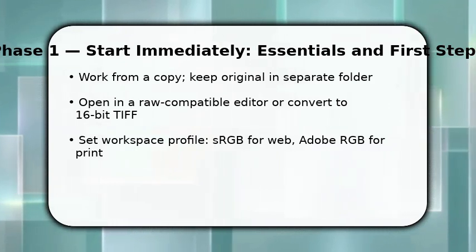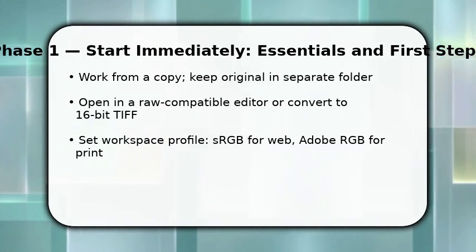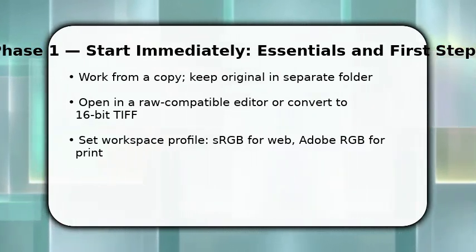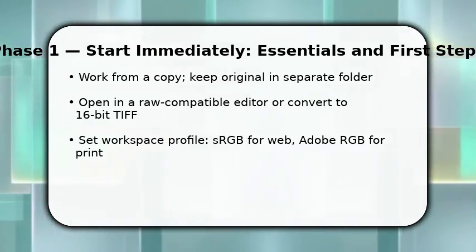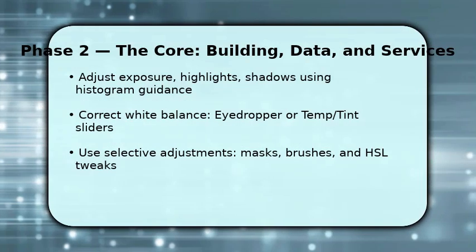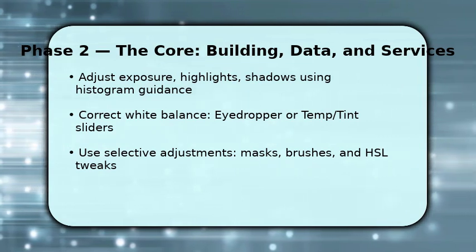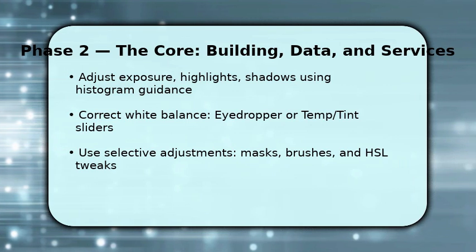Then inspect histogram and EXIF to understand exposure and lens data. That helps you choose denoise, crop, or lens correction steps that follow. Now you tackle exposure and color because this shapes everything else. Start by adjusting exposure, highlights, and shadows guided by the histogram so you avoid clipped blacks or whites.